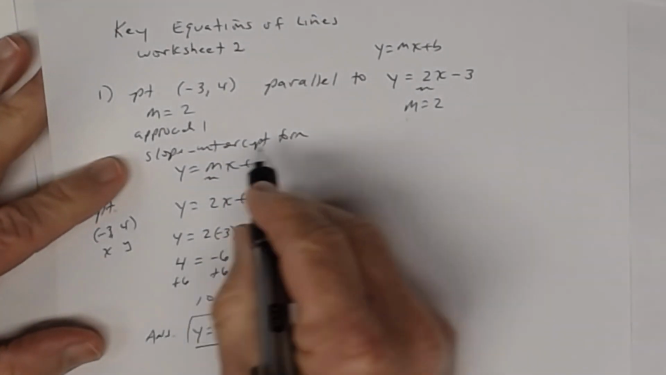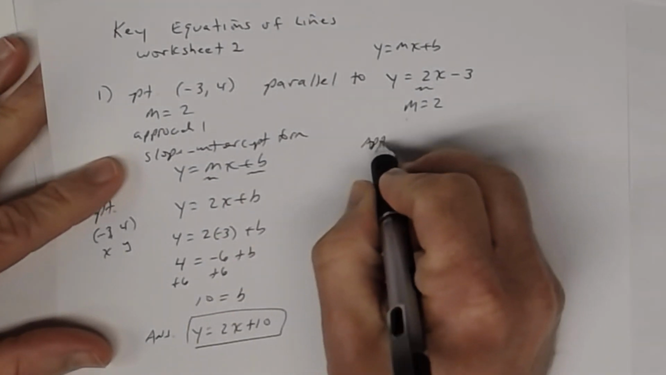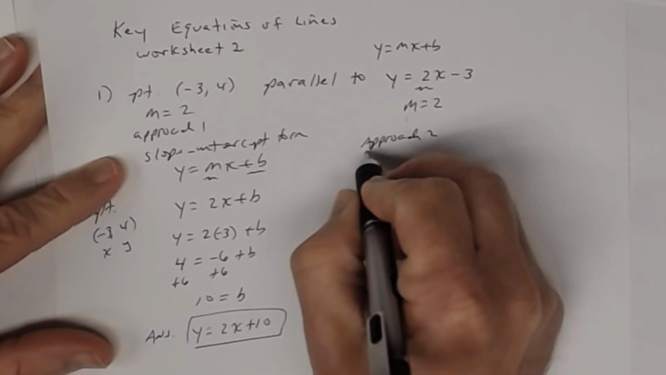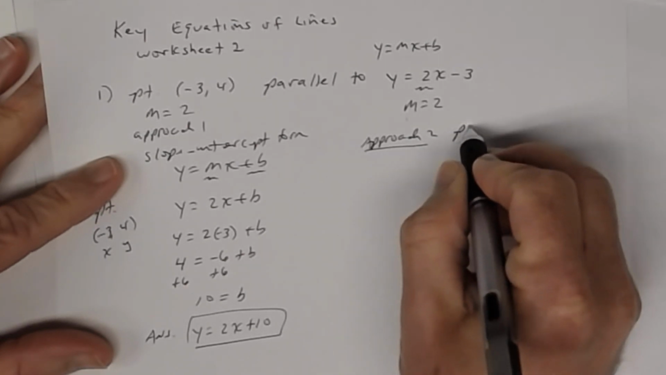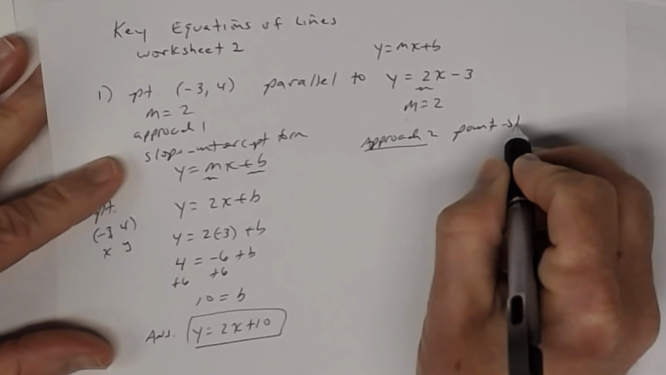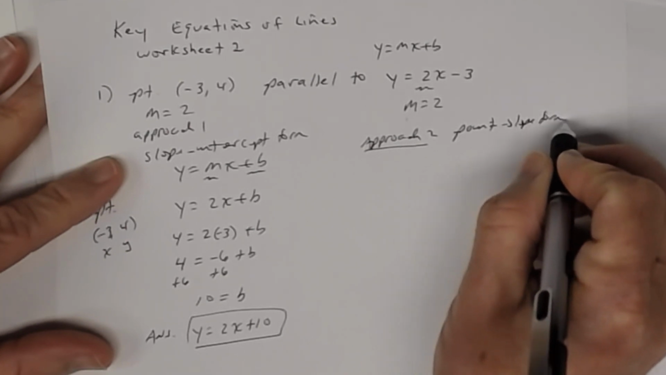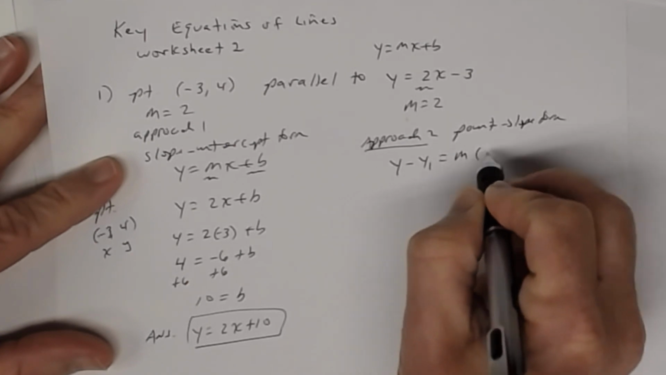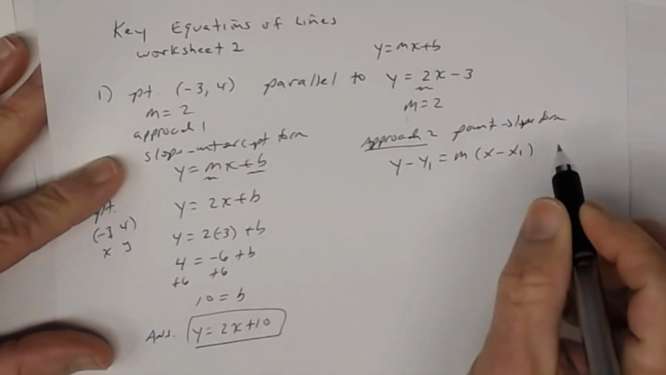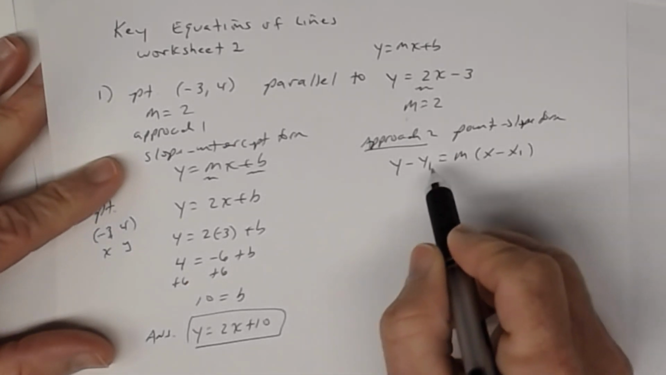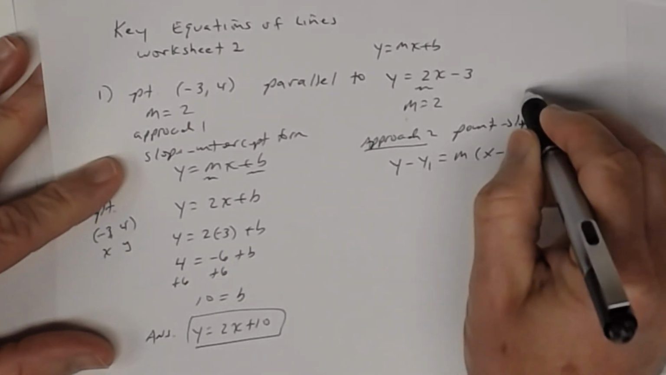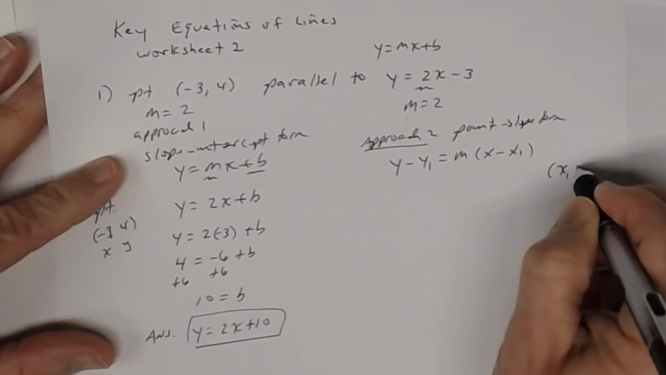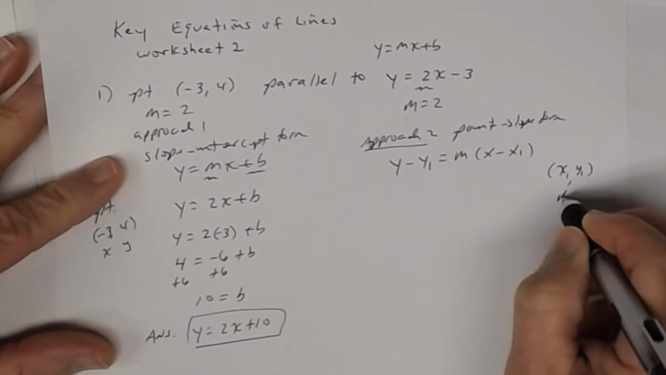The other approach, approach 2, that we've talked about, is to use point-slope form. And so when using point-slope form, you have y minus y1 is equal to the slope times x minus x1. And in order to use point-slope form, you have to know a point on the line, x1, y1, and you have to know the slope.